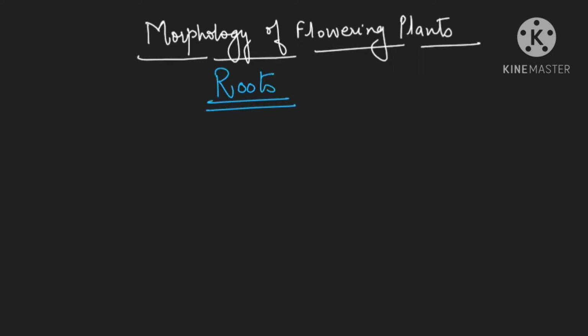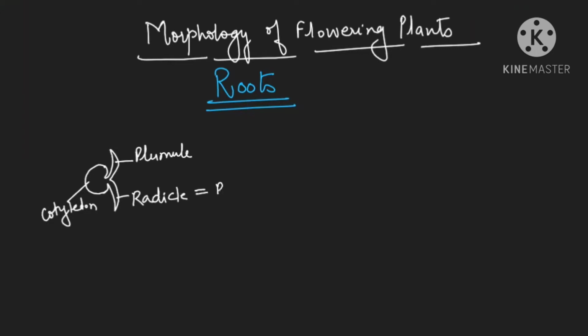So see, first of all, this is a seed. When the seed germinates, it gives rise to this plumule and this radicle. Okay. So this is your cotyledon of the seed. This is the plumule, which is going to develop into the shoot system. And this is the radicle, which is going to develop into the root system. Is it clear? So this radicle will develop into the root system. So today our focus will be only on the root topic.